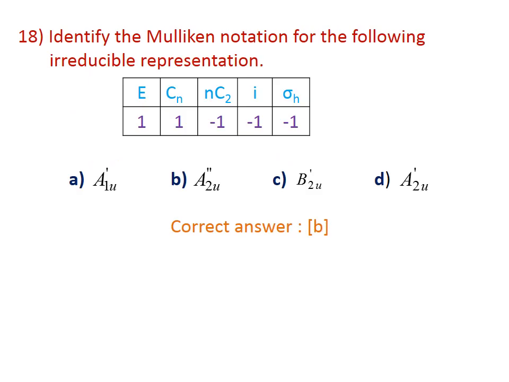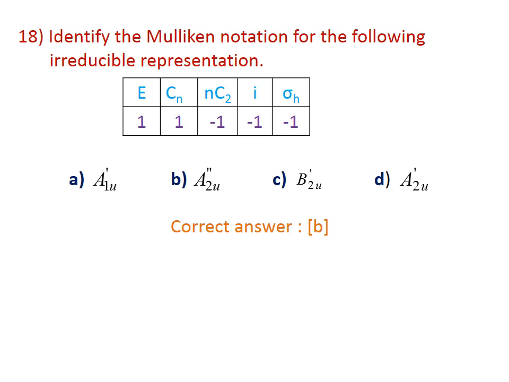Question number 18. Identify the Mulliken symbol for the following irreducible representation. Here the irreducible representation is 1, 1, minus 1, minus 1, minus 1. You note that the value of the dimension, below E, is 1. It is a one-dimensional irreducible representation. Therefore the symbol for this irreducible representation is A.